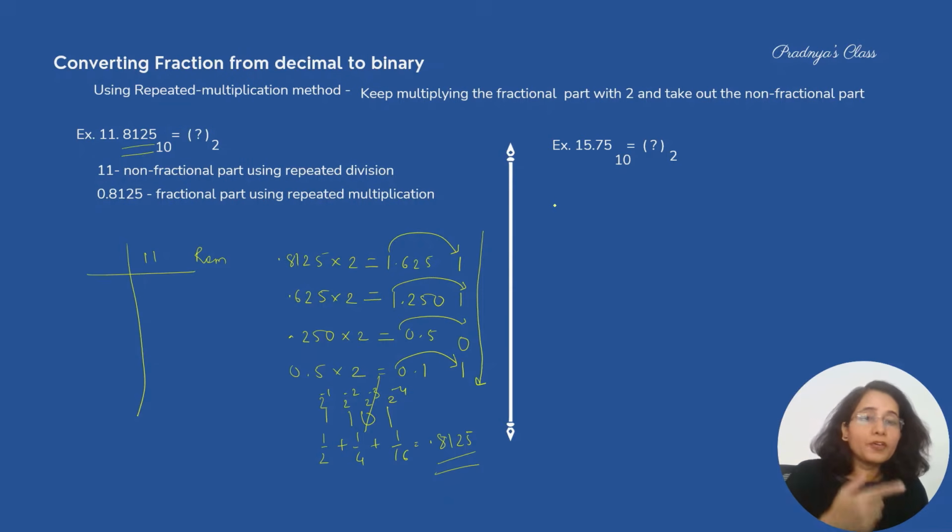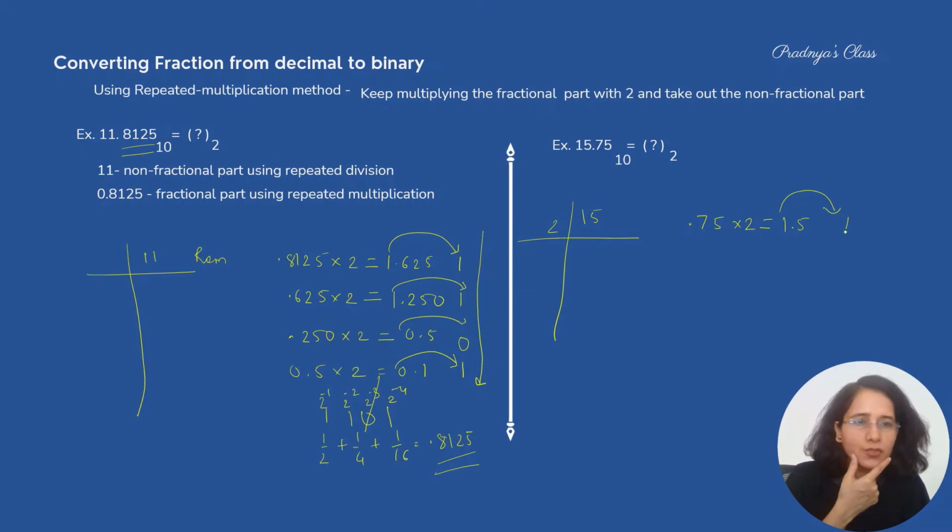Okay, let's solve one more example. I will keep the non-fractional part for you to convert. I will be considering only the fractional part. So we have to multiply by 2. 0.75 into 2 will be 1.5. We have to take out 1. So the remaining is 0.5. Again multiply it by 2. We will get 1.0. Take out the non-fractional part of this, so we got 0. Now you cannot multiply 0 with any number. So finally we got these numbers.